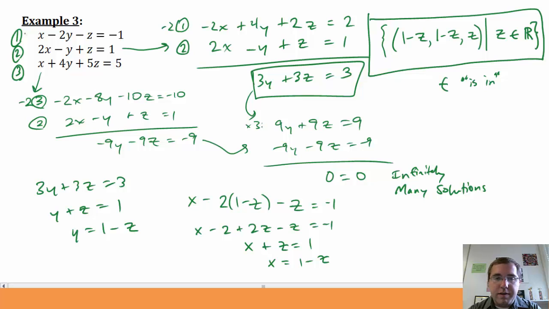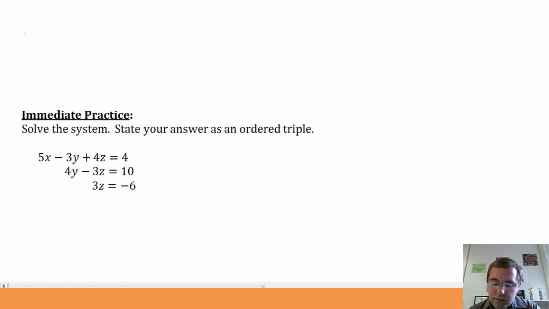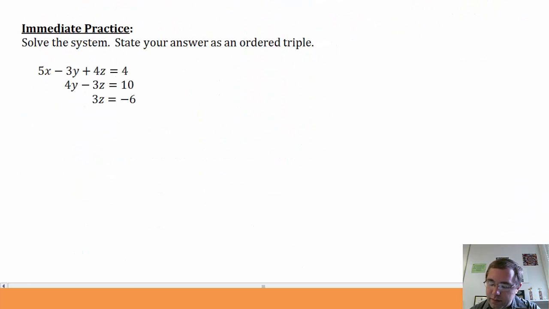If I take any real number z, I can get an infinite number of solutions. So the solution to this system is a plane that has all of these points in it. Now here's your immediate practice problem. Solve the system, state your answer as an ordered triple, and I gave you an easy one that will be just like example number 1. That is the end of section 9.9.